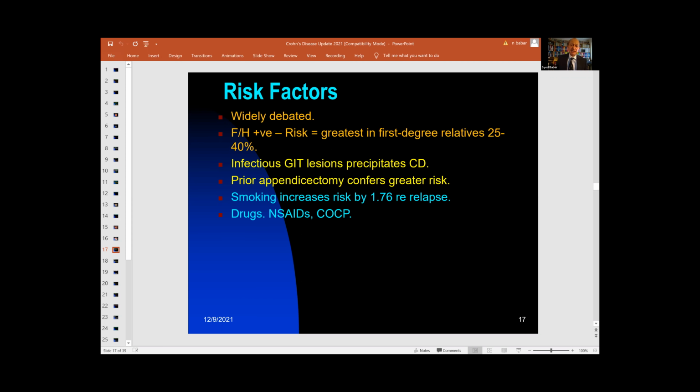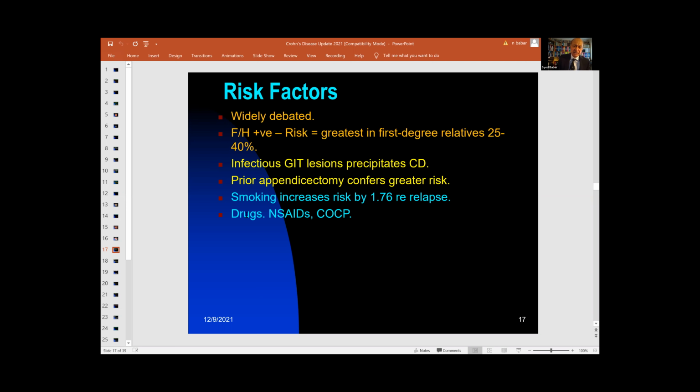Some infectious gastrointestinal lesions, such as those caused by Clostridium difficile, can precipitate a latent condition of Crohn's disease. The position of appendicectomy is different between ulcerative colitis and Crohn's disease. So if appendicectomy has been done for the right reasons earlier in life, then there is a greater risk of developing Crohn's disease. And in ulcerative colitis, appendicectomy confers protection.